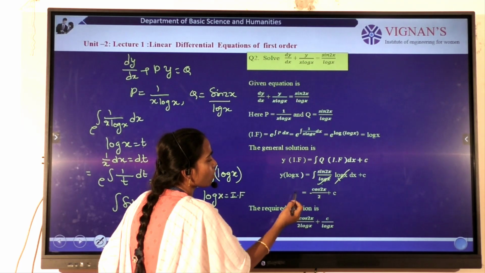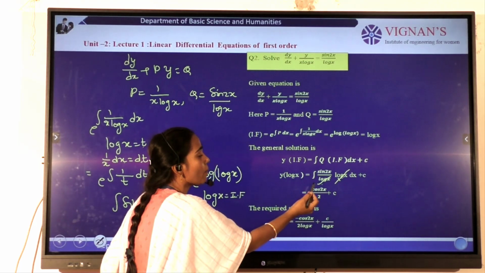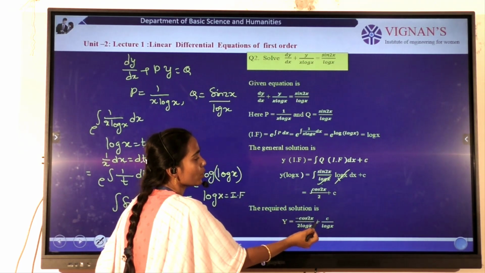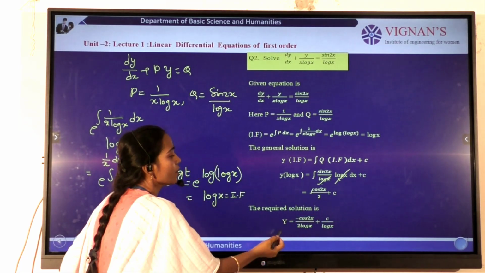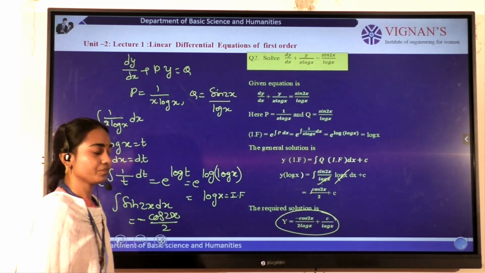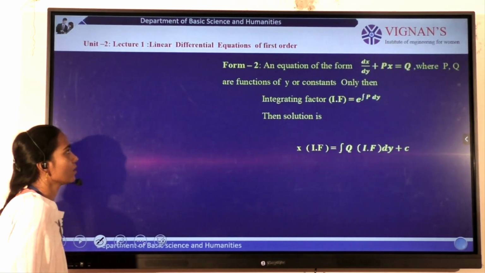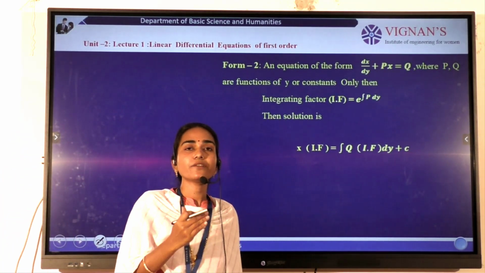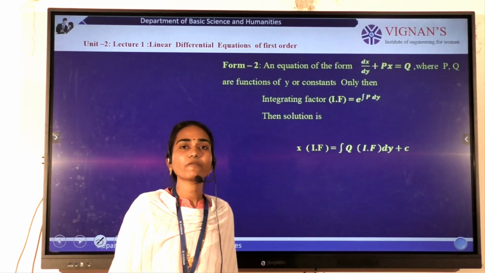After dividing with log x, we have y is equal to minus cos 2x by 2 into log x plus c by log x, which is our solution. Next. So that is for linear differential equation of first order in y. So far we have discussed.